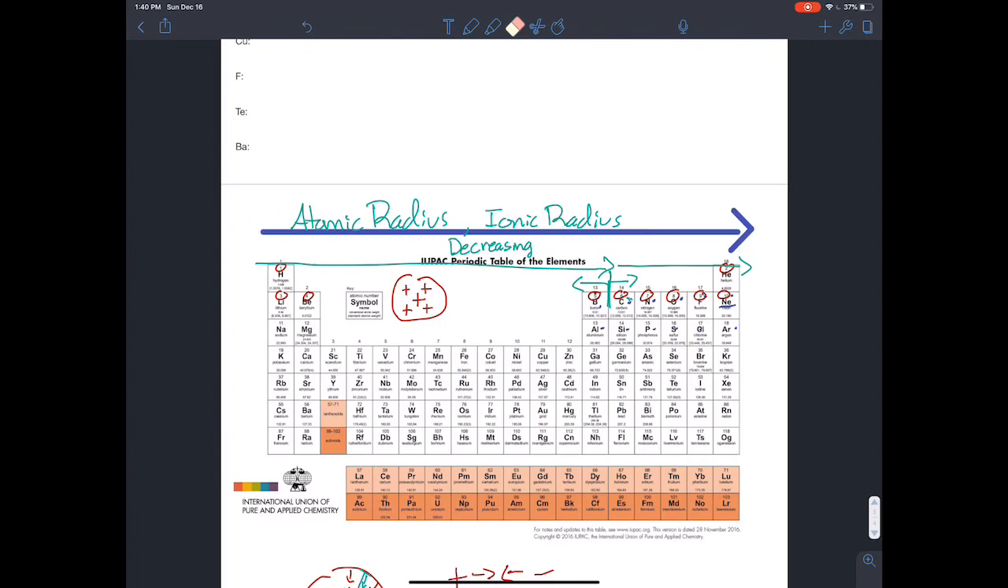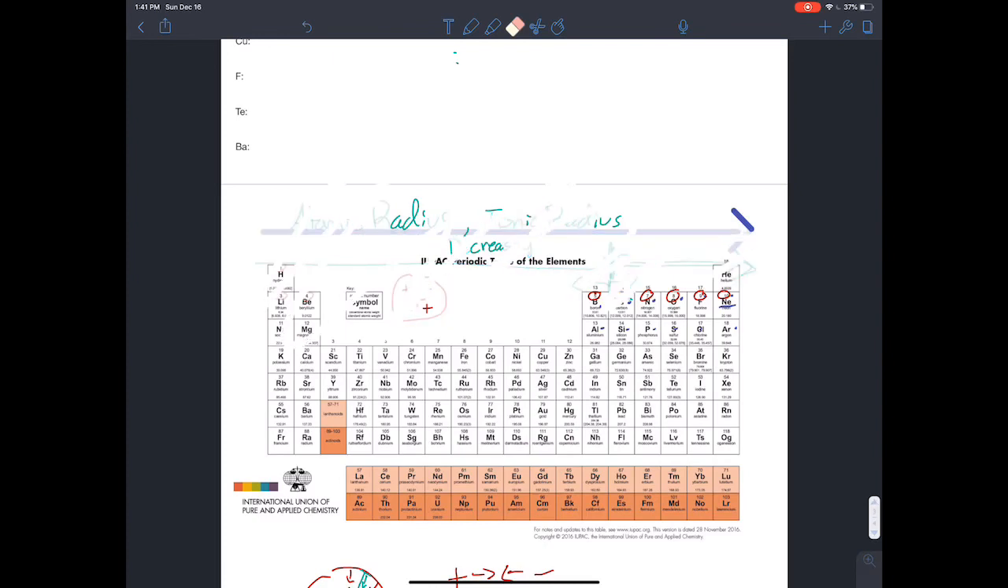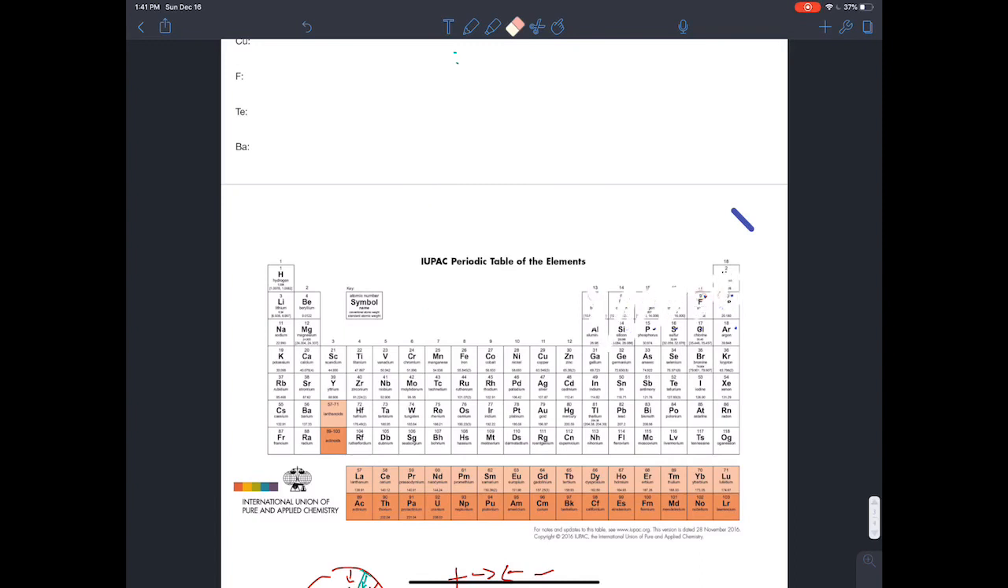So up until this group right here, you're losing electrons, so the ion's getting much smaller because you're losing an entire energy level. Then from here on, it's keeping that energy level, but they're still getting pulled tighter, just like atomic radius does. Okay, so those are the trends across. Atomic radius and ionic radius decrease across because the electrons are getting pulled tighter. Electronegativity and ionization energy increase across because the additional protons are pulling the electrons more tightly. Tighter, more tightly, what have you.